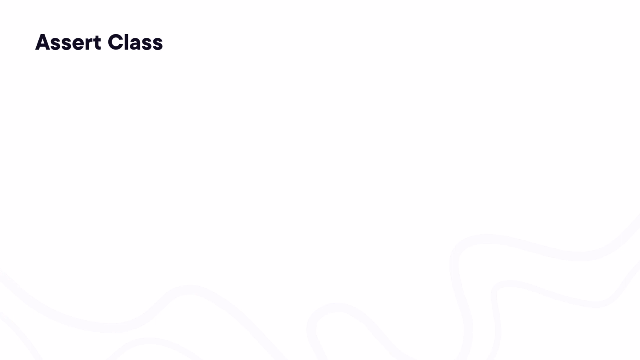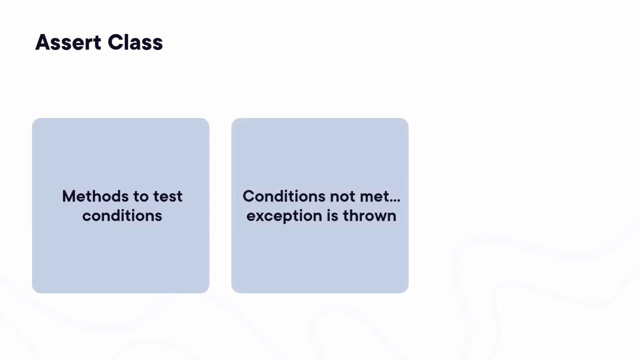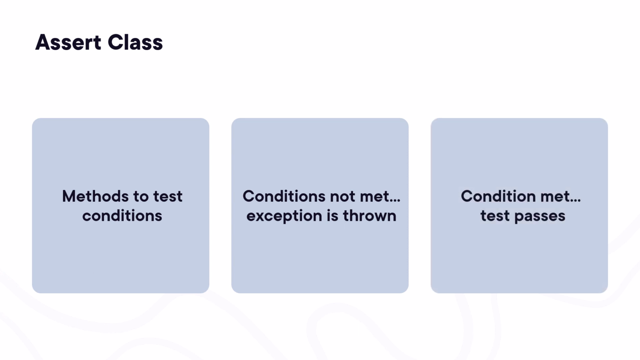We've talked about this Assert class, but basically all it is is a class with methods that we use to test conditions coming back from the methods that we're testing. If the conditions are not met, an exception is thrown, which means the test is going to fail. But if the condition is met, then the test is going to pass.